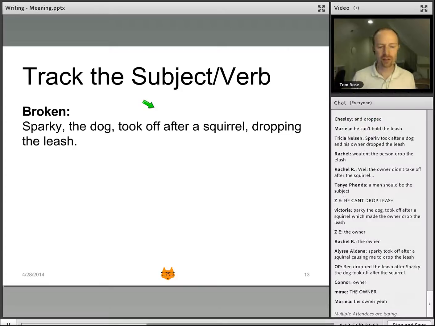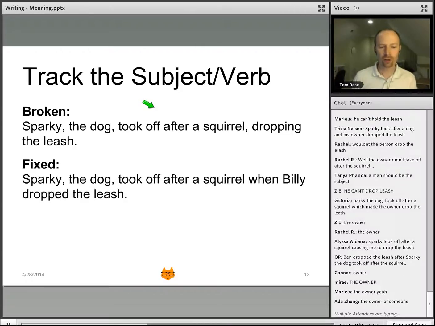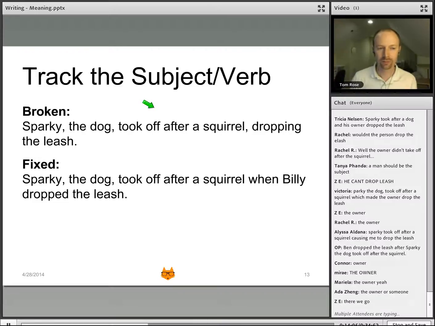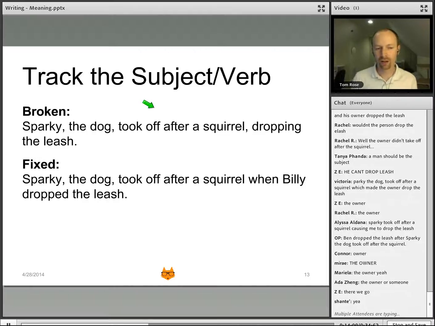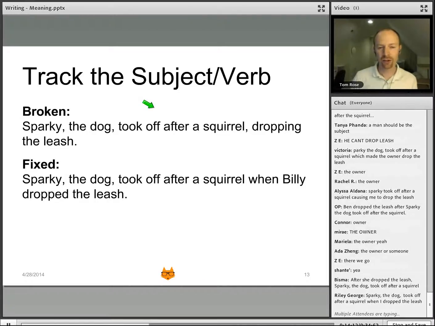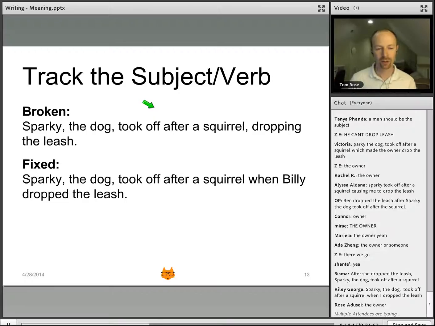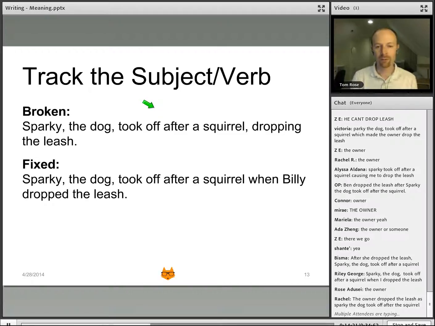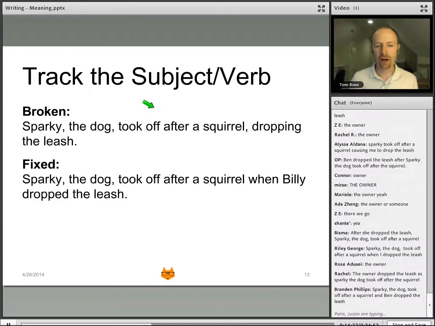So let's fix this by putting that in here. Sparky the dog took off after a squirrel when Billy dropped the leash. Right, so in this particular type of error, the subject that the author's intending to assign to this verb is actually, in the original, a modifier for some subject which is not present. The subject is literally not there. So we say Sparky the dog took off after a squirrel, dropping the leash. In the original sentence, the true subject or the noun that this modifier should be referring to doesn't exist, so Billy is not in the sentence. So that's a meaning problem.